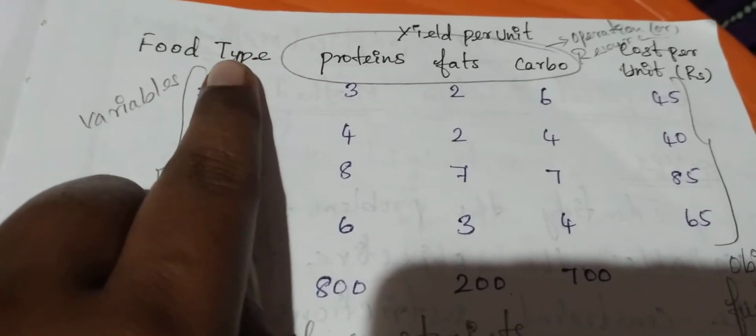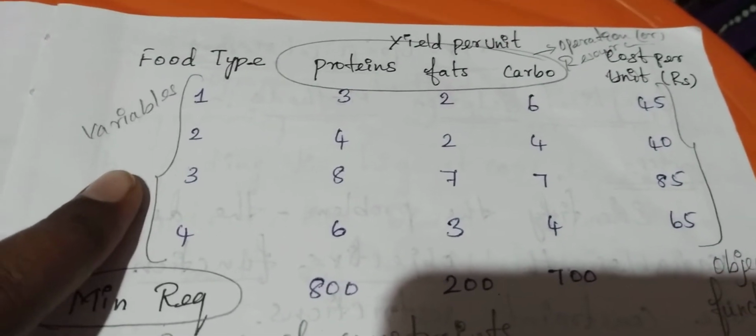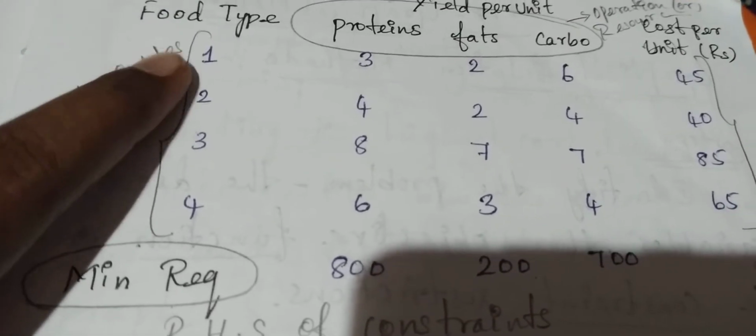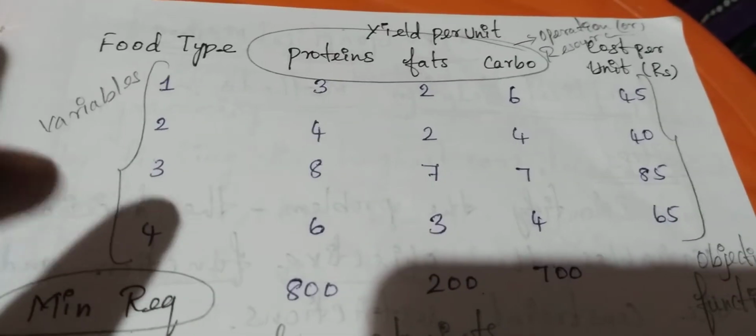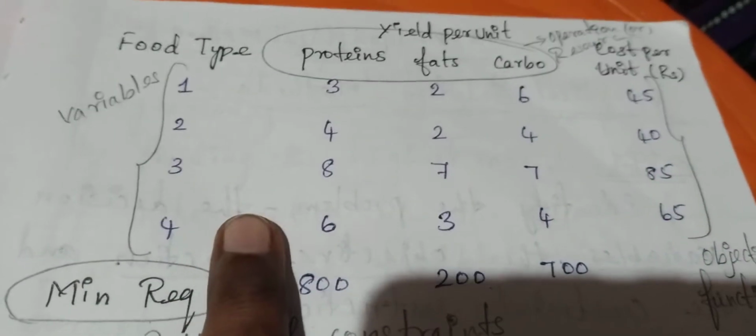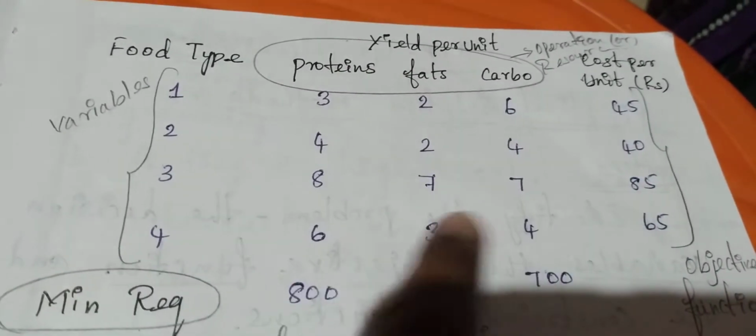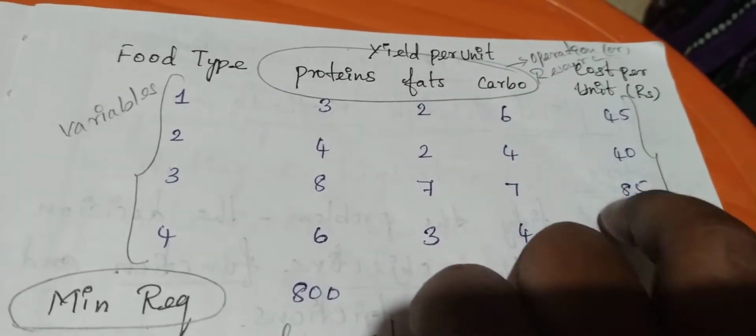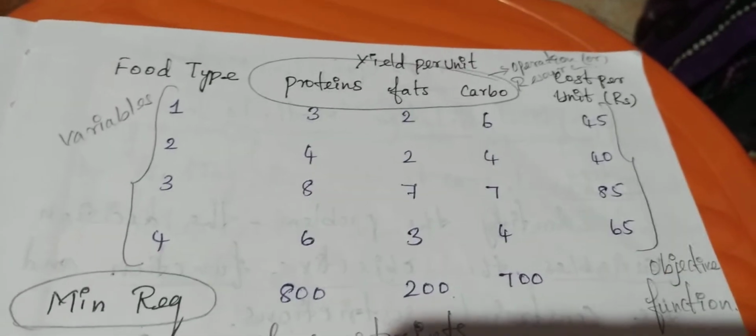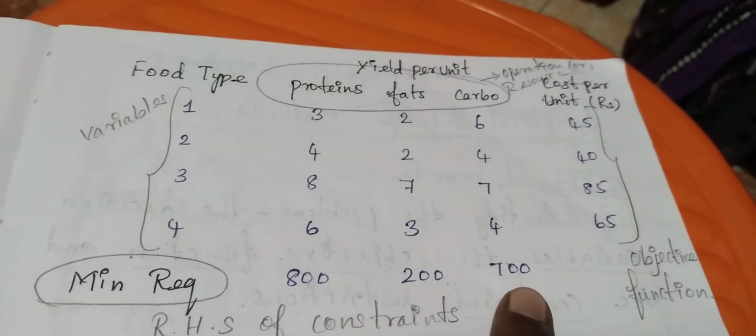See, here you can see food type. From this onwards I have written in pencil for my understanding. Okay, I will explain everything, you don't worry. Food type 1, 2, 3, 4. This is the table they have given in the question paper. I didn't write these things. Okay, proteins, fats, carbohydrate, they have given everything. And then cost per unit 45, 40, 85, 65. Minimum requirements 800, 200, 700.